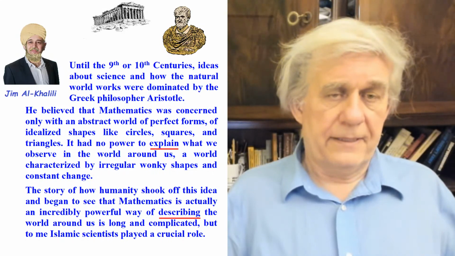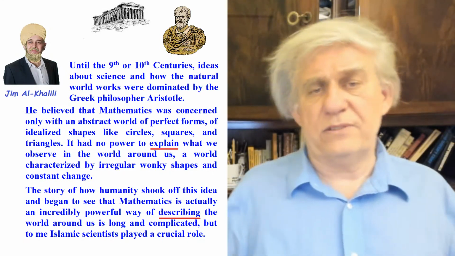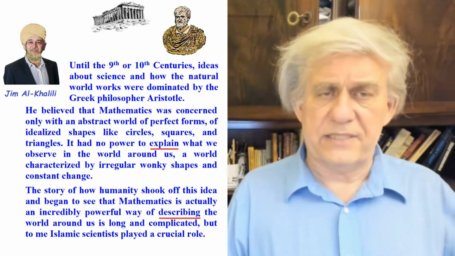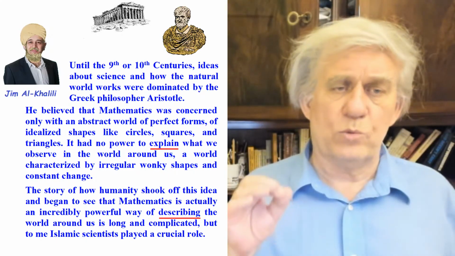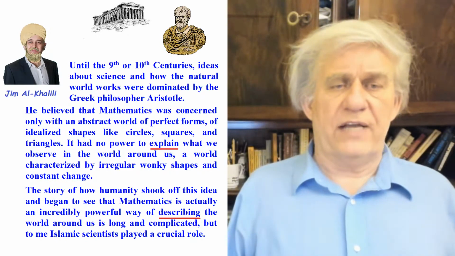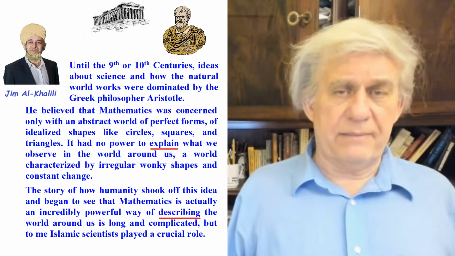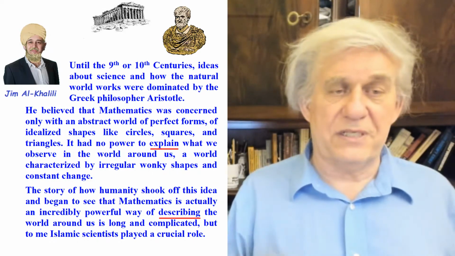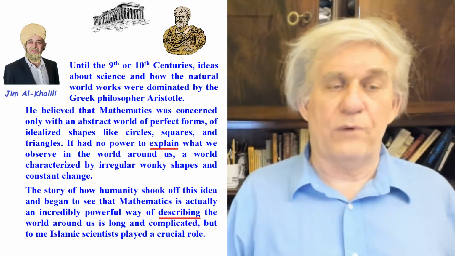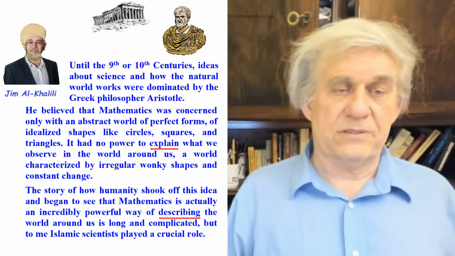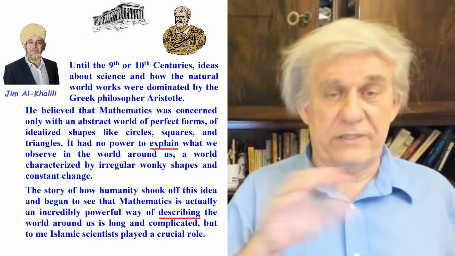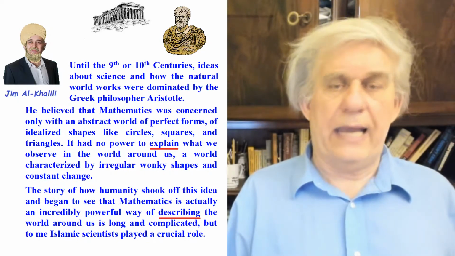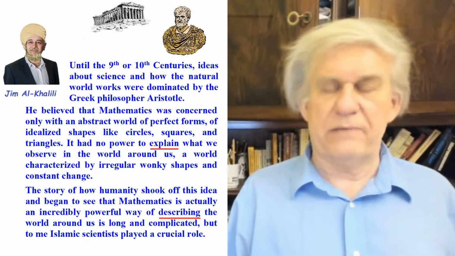Okay. Here he tries to shoot down Aristotle, Al-Khalili. He says, until the 9th and 10th centuries, ideas about science and how the natural world works were dominated by the Greek philosopher Aristotle. He believed that mathematics, I like this part, was concerned only with an abstract world of perfect forms of idealized shapes like circles, squares, and triangles. It had no power, this is the part I like, it had no power to explain what we observe in the world around us. Absolutely correct. It has no power whatsoever.